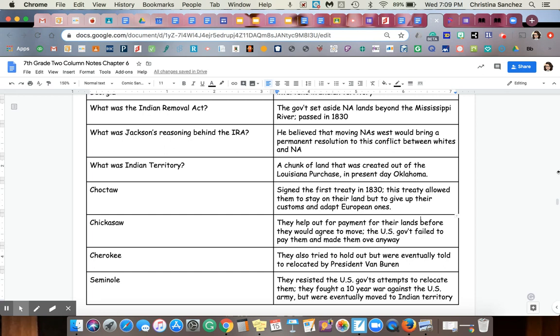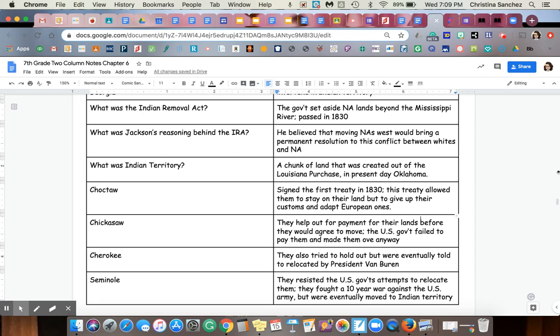Now, you have to remember what this would have been like for these Native American tribes. They lived in the South. There was a lot of lush forests. They were farmers. The land in Oklahoma was not very good for farming, so a lot of these Native American tribes struggled once they got to Indian Territory.